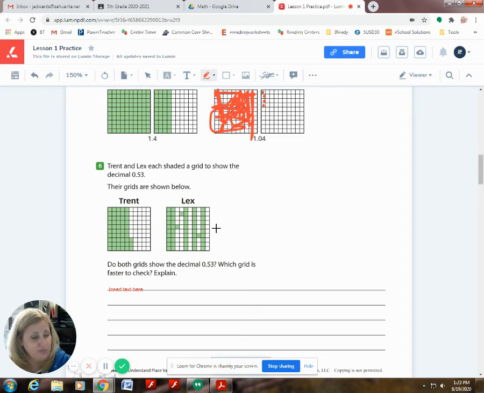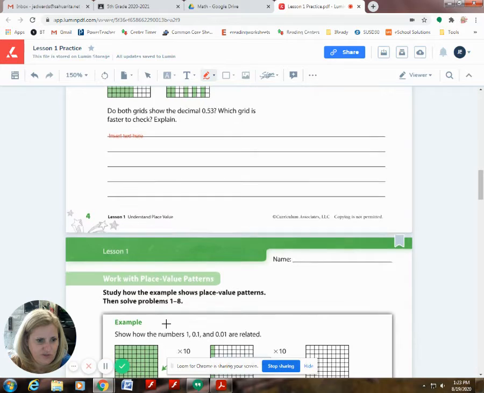Lex's, I would actually mark as incorrect. When you shade in a grid, you want to shade all the numbers in together because it makes it easier to read. So which grid is faster? Well, the first question is, do both grids show 53 hundredths? Yes. Which grid is faster to check? Trent's. And that's all you have to do for that.